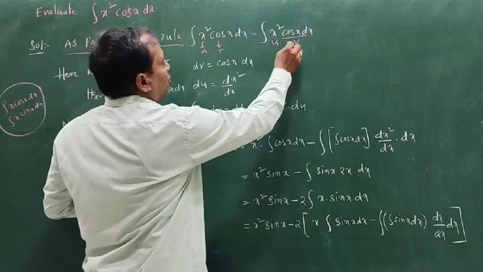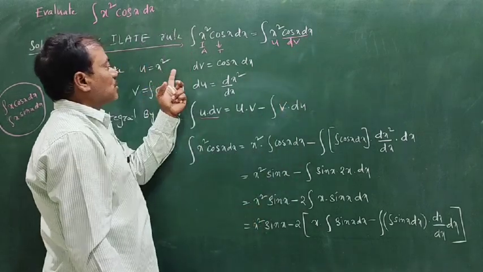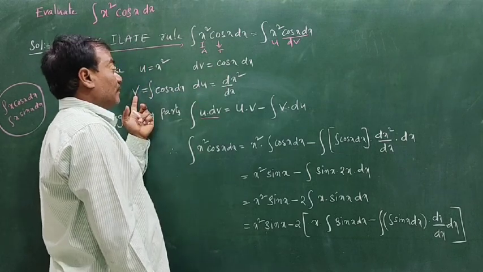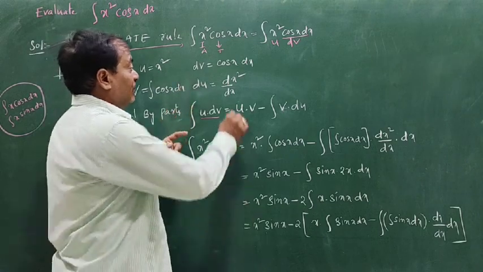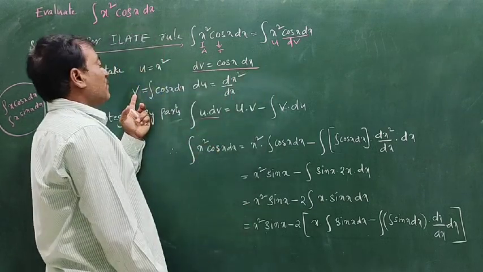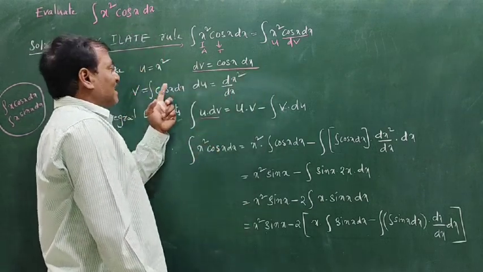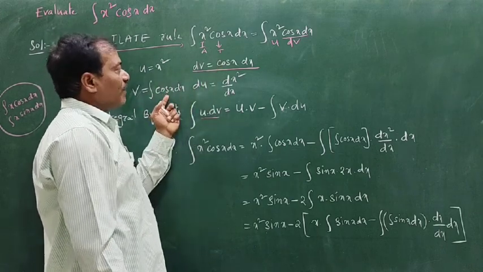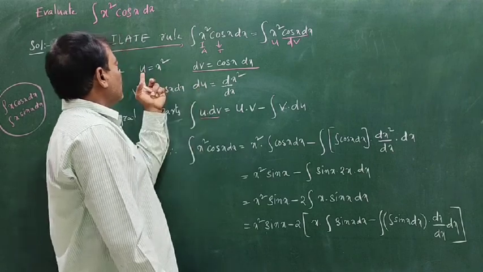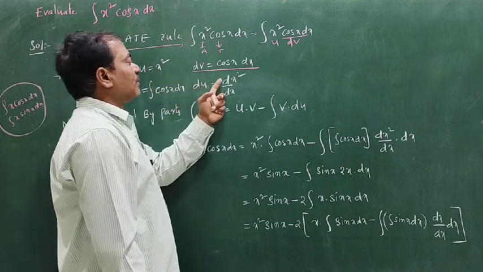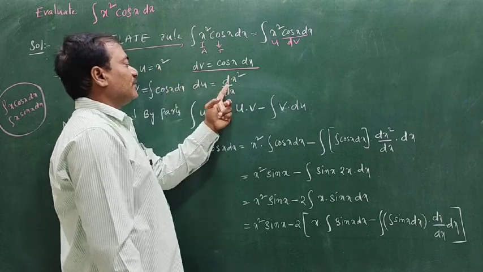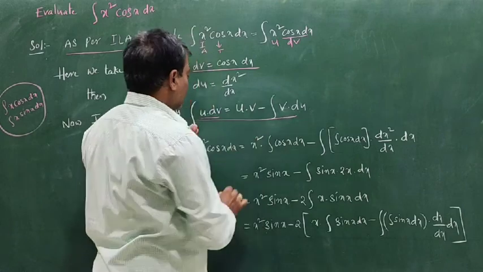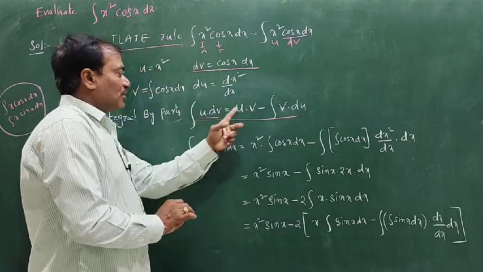So u equals x square, dv equals cos x dx, and v we have to find out. v means the integration of this function, integral cos x dx, and du means the differentiation of the first function, x square, with respect to x. Now we have to substitute these values in the integration by parts formula.